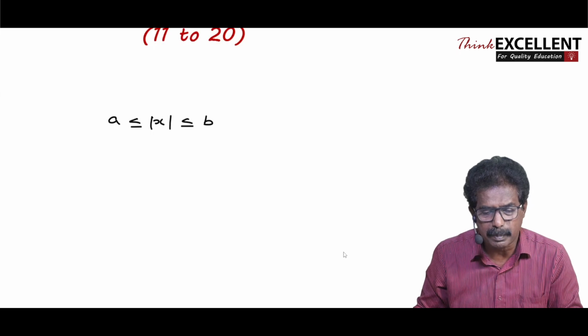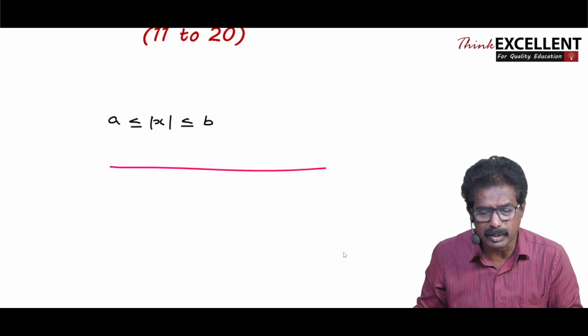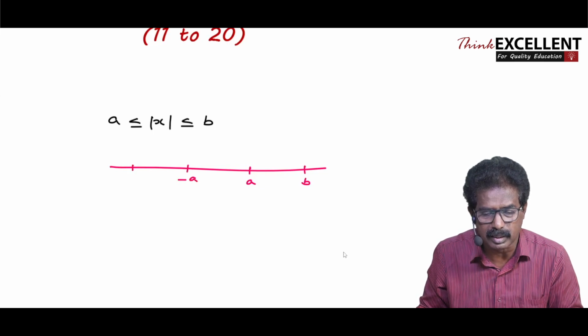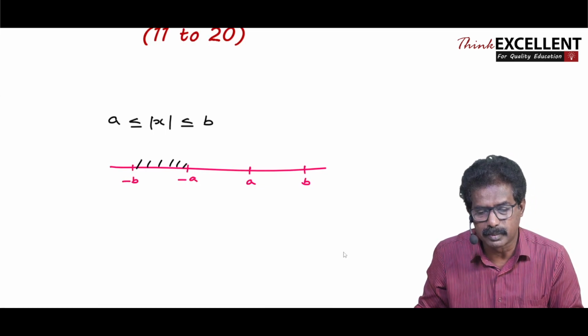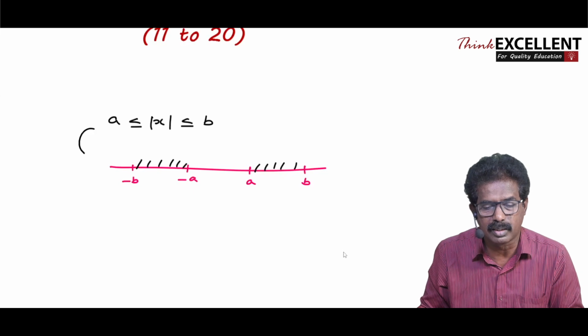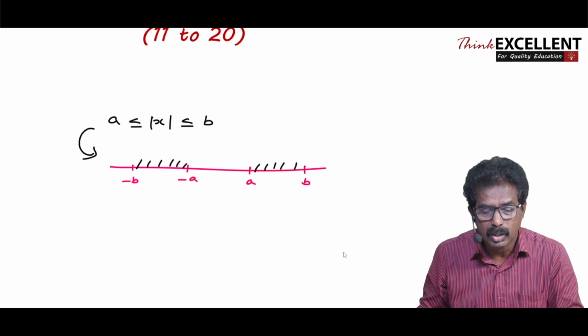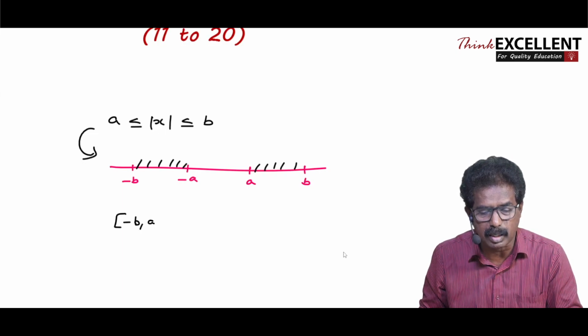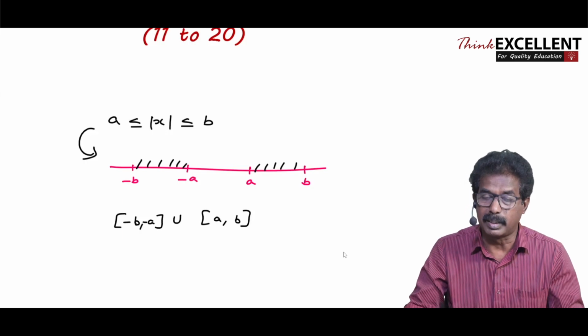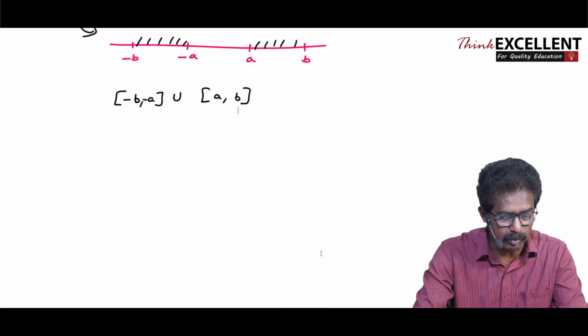Listen here. The method is, you first mark x on the number line. A is smaller than b, so I'm marking A here, B here. Minus A, the same distance on the left side, and here minus B. Then you have to shade these two portions. This is the solution for this inequation. As an interval it is the closed interval minus B comma minus A, union the closed interval A comma B. Be thorough with this, it is very important.